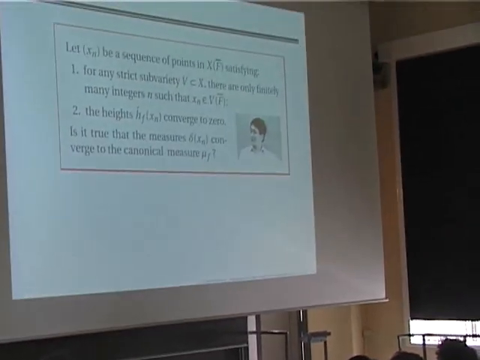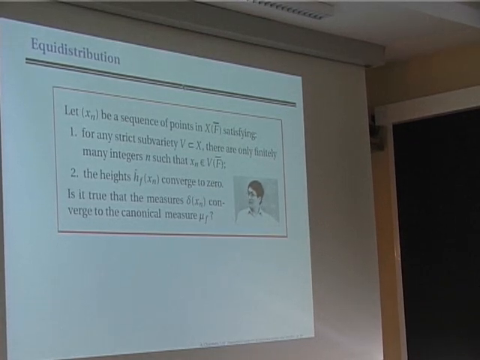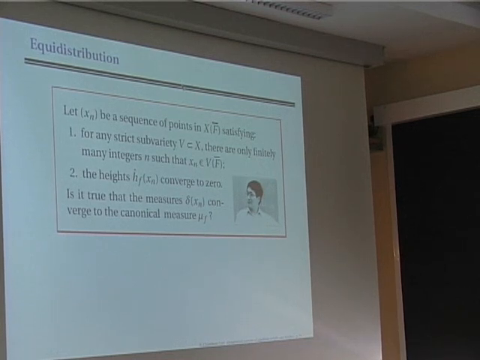If some variety V was containing infinitely many x_n, and if the conjecture was true, then some limit value of the measures delta of x_n would be supported by V. And we have seen that the Zariski closure of the support of the canonical measure mu_f is equal to X. So it's not possible that such a theorem is true if one removes the assumption that no subvariety contains infinitely many points.